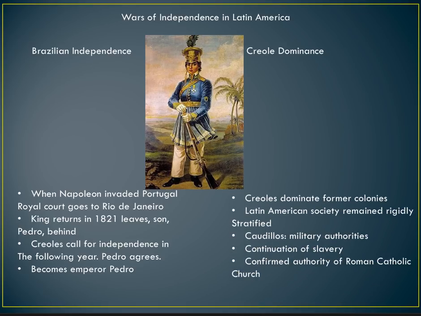So he becomes Emperor Pedro. Creole dominance during this time, again, the Creoles will dominate these former colonies because they feel they've been there, similar again to the American colonists who don't really see an attachment to their mother country per se. So Latin American societies remained rigidly stratified. Even though they had this independence, there was still this clear social structure that existed. And in order to keep this social structure, you had caudillos, who were military authorities that a lot of times took advantage of their power in order to maintain this rigid social structure. In addition to that, you also see a continuation of slavery during this time.